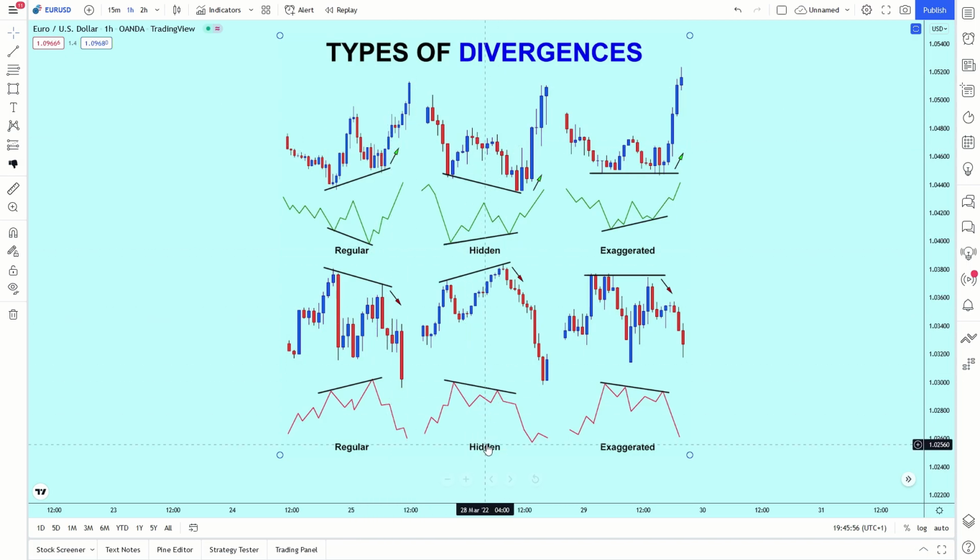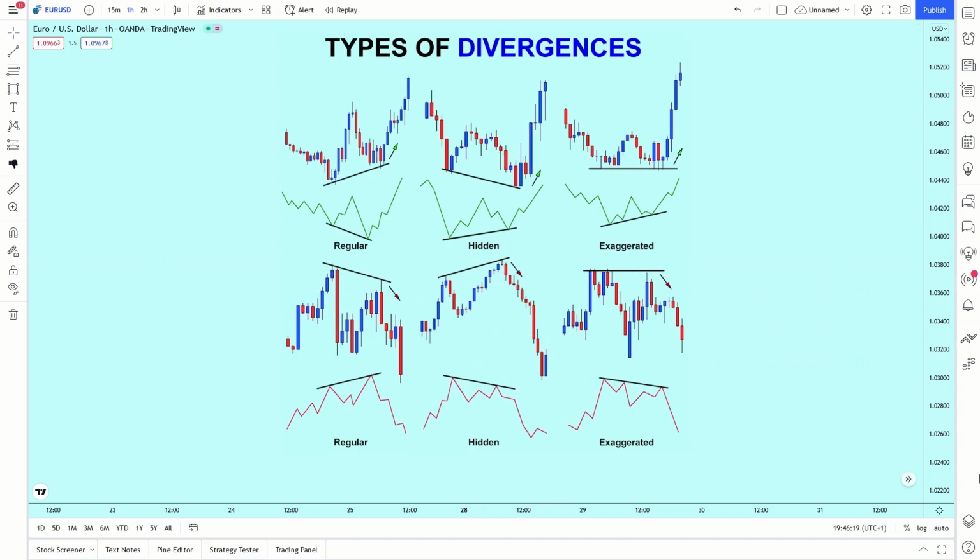Or for example, we have this hidden bearish divergence where price formed higher highs, but the RSI formed lower highs. What we expect to happen next is price to go down, and this is exactly what happened here. Let's show some examples on the charts.